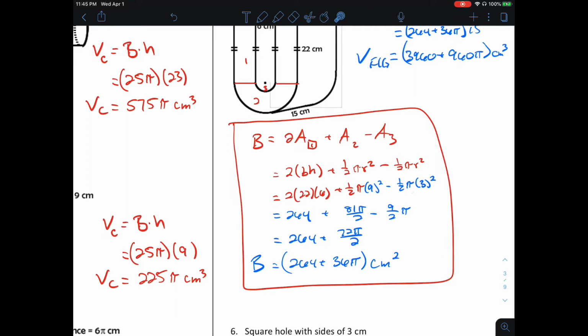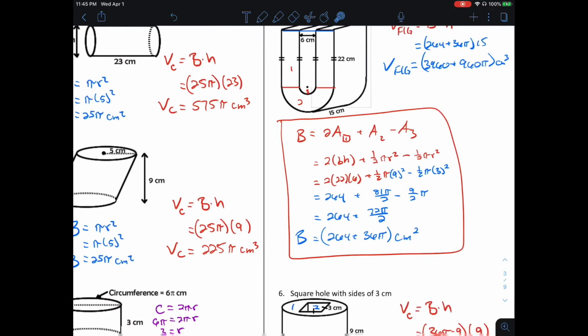9 squared is 81. 3 squared is 9. 81 pi over 2, 9 pi over 2. Subtract. When you subtract fractions, you subtract the tops, not the bottoms. You get 72 over 2, which reduces to 36 pi.